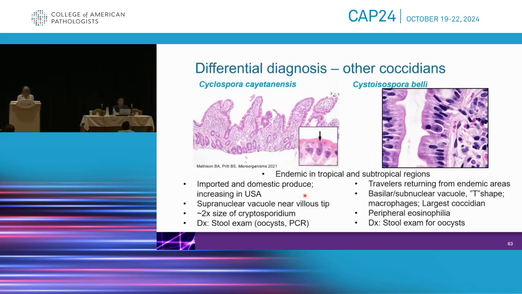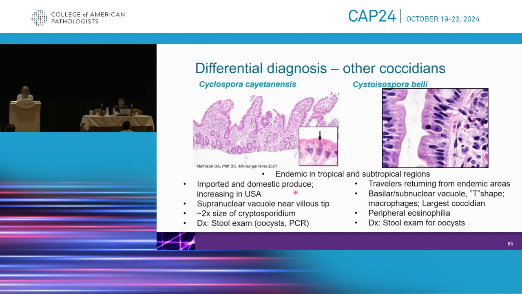And to differentiate these, some of the other organisms that may come up in the differential diagnosis are the other coccidians, which are less common, and they have a little bit of a different distribution in terms of where they're endemic. So where Cryptosporidium is endemic worldwide, Cyclospora and Cystoisospora are endemic in tropical and subtropical regions. And so Cyclospora, you can see this example here, classically sits in this supranuclear vacuole and is about 2 times the size of Cryptosporidium parvum.